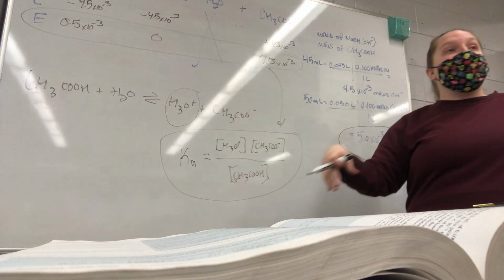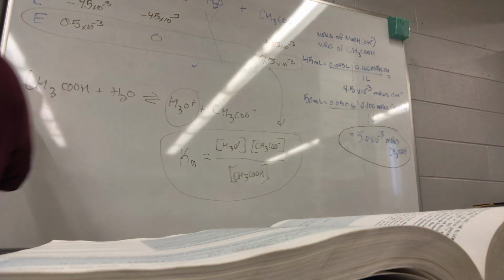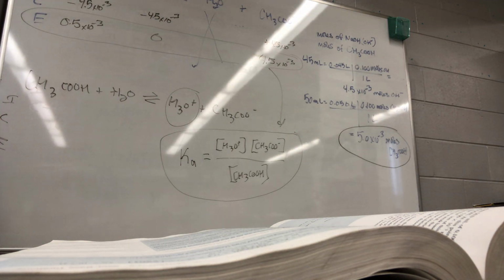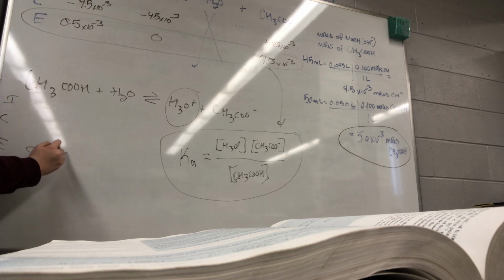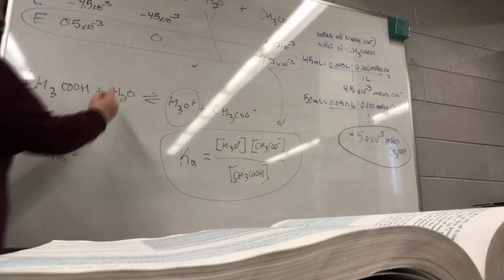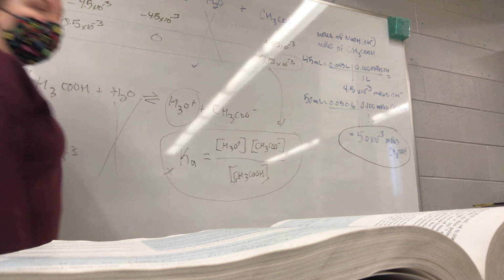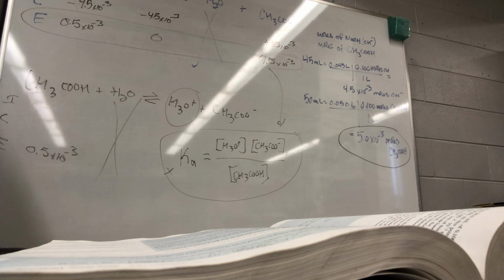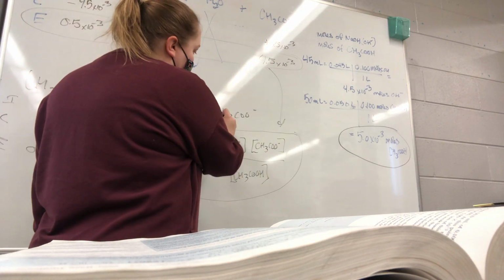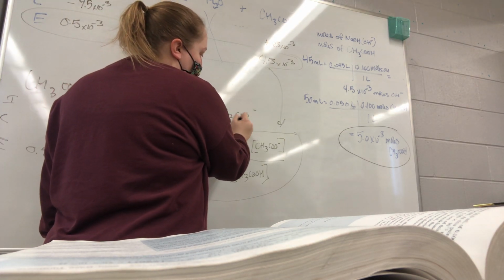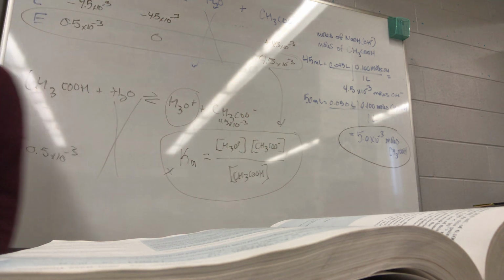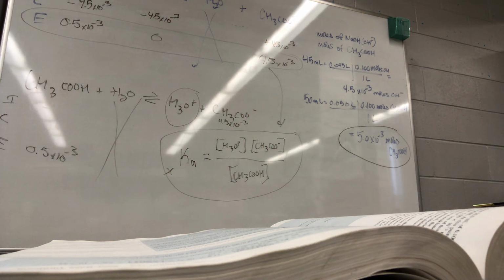Now, if we made an ice table here, and we knew this was a nothing, we would usually plug in X here for H3O plus, right? And then we would have CH3COOH be the 4.5 times 10 to the negative third. In this particular case, we're not assuming that X and 4.5 times 10 to the negative third in the acid equation is the same value.